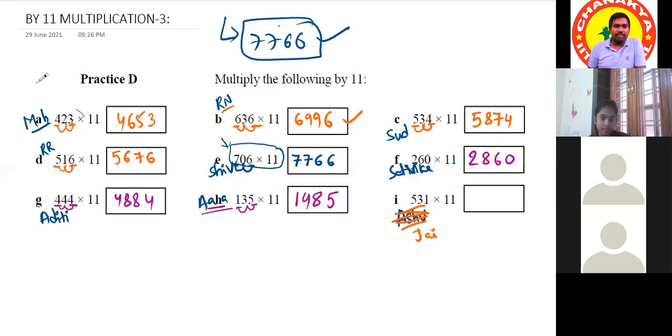Your voice is very low. Okay, Jaideep. Yes, sir. Sir, we should write 5 as it is, and 5 plus 3 is 8, and again 3 plus 1 is 4, and we should write 1 as it is. So the answer is 5,841. Okay.